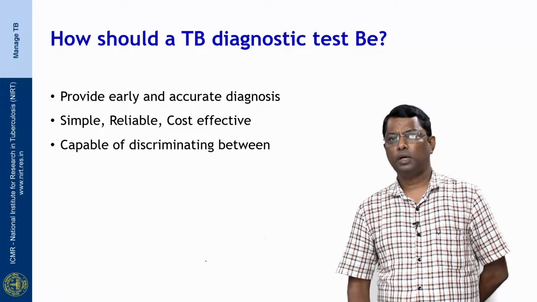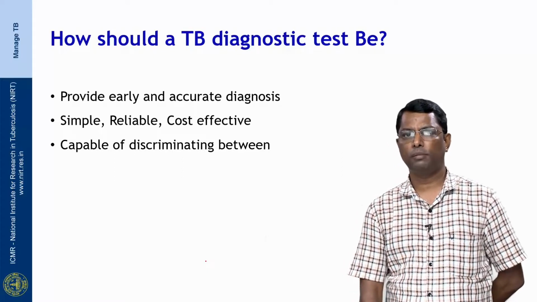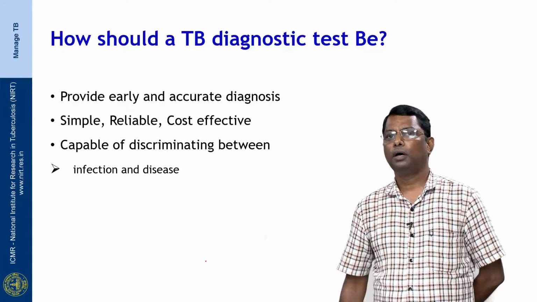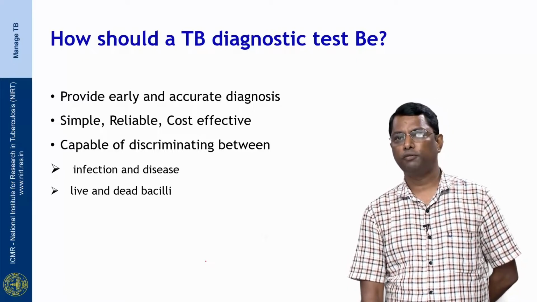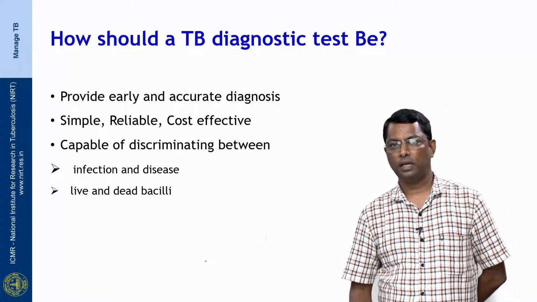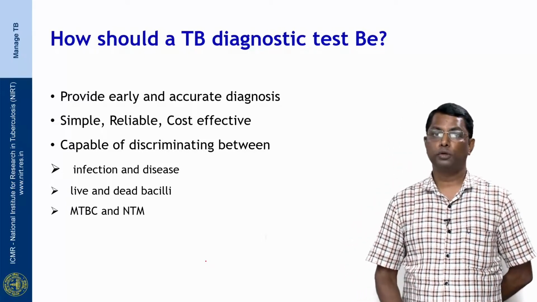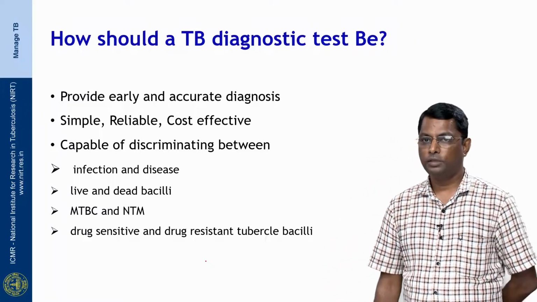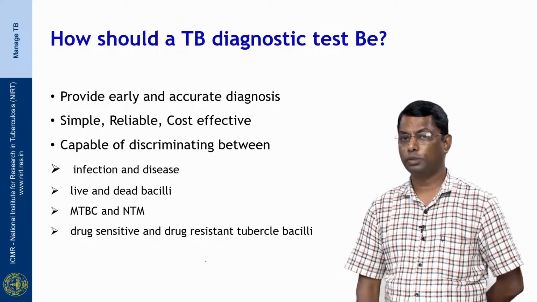Now, apart from the above general requirements, specific requirements include that it should be capable of discriminating between infection and disease. It should also discriminate between live bacilli and dead bacilli. It should discriminate between Mycobacterium tuberculosis complex and non-tuberculous Mycobacterium. It should also differentiate between drug sensitive and drug resistant tubercle bacilli.